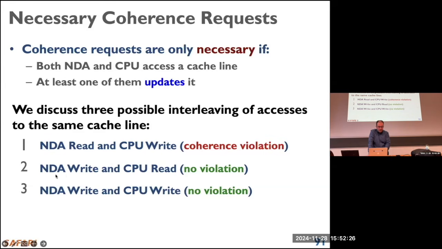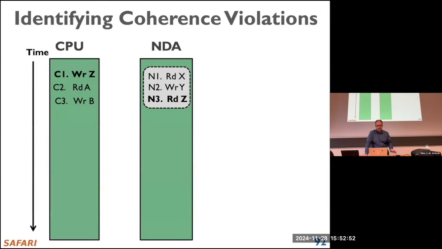But the other ways, NDA write and CPU read, and NDA write and CPU write. From the point of view of NDA, these are not coherence issues because NDA does not read something which is wrong. But then you might have a consistency issue, which we kind of assume here. You can check the paper for more detail, but these two things can be handled by the consistency model, because of the kind of ordering that you have.